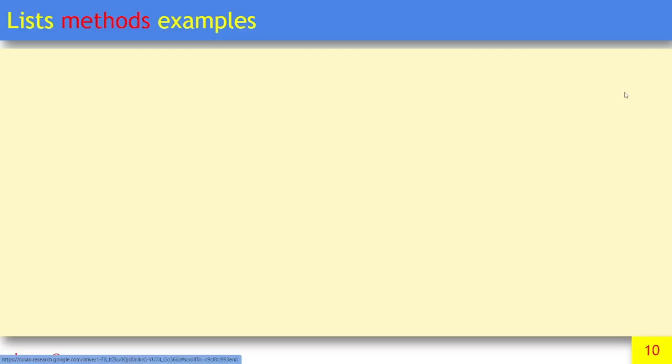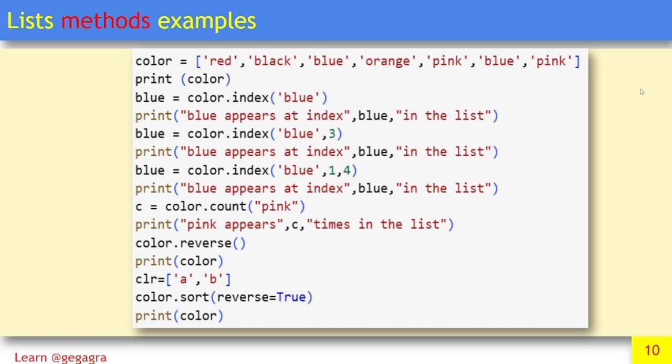So suppose this is a program. In this program, I created a list of colors, and I applied the function index to find out the index of a particular color. In the third statement, blue is equal to color dot index blue. The index of the color blue is 0 1 2, so it should return 2 here. So print blue appears at index 2 in the list.